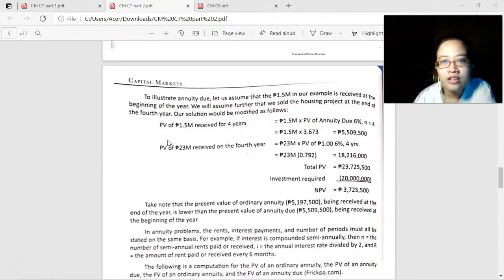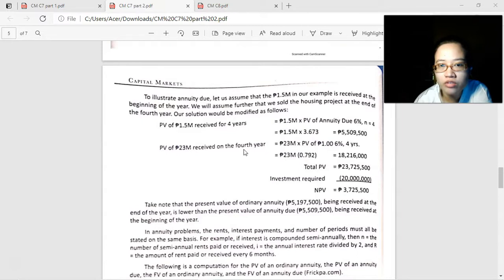To illustrate annuity due, let us assume that the 1.5 million in our example is received at the beginning of the year. We will assume further that we sold the housing project at the end of the 4th year. So, ang solution natin, magiging ganito naman. Annuity due yung gagamitin. Present value of annuity due for 6% for 4 years. So, yung 1.5 times 3.673 equals 5.5 million.